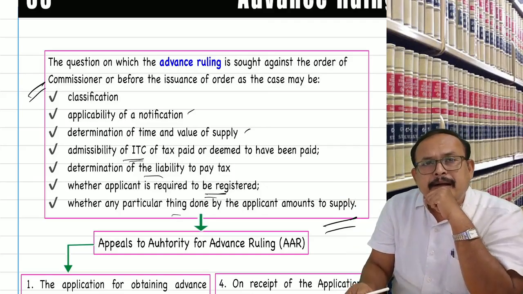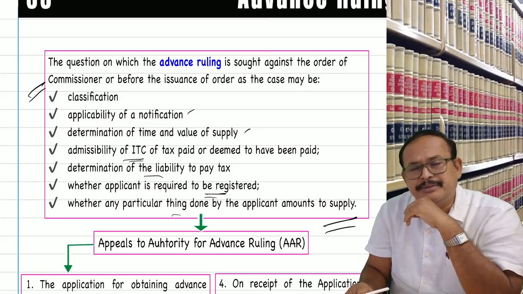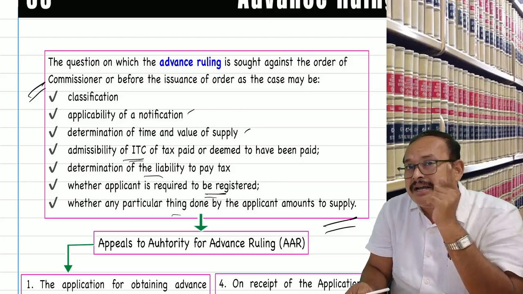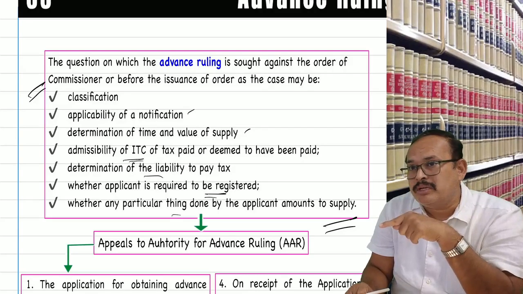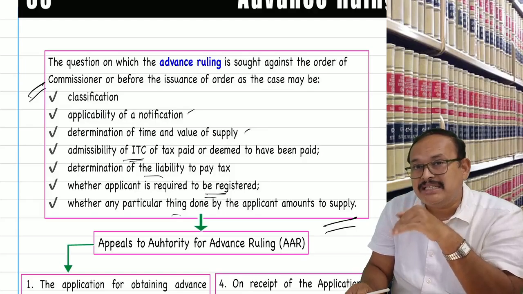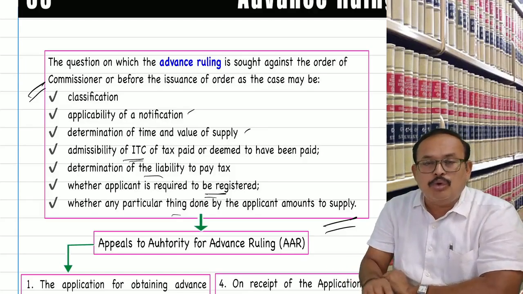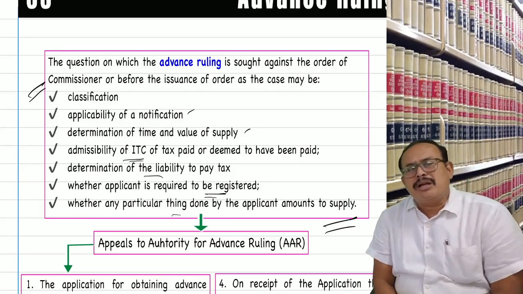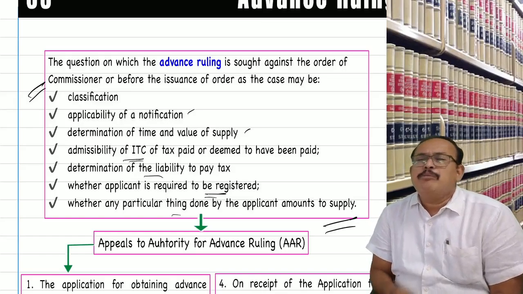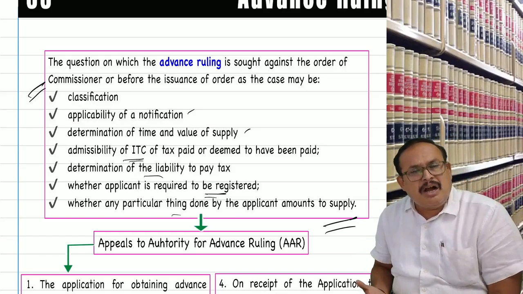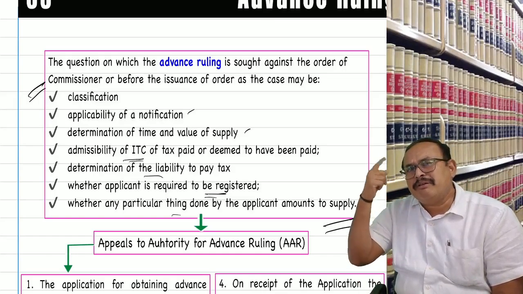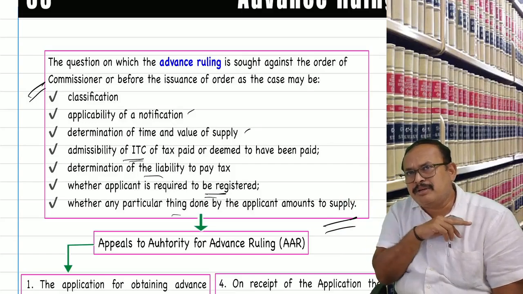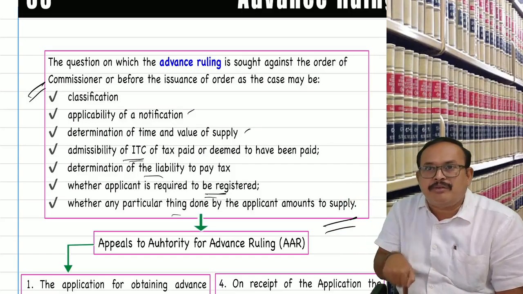Sir, can an unregistered person go for AAR? Yes. Why? What is the name of AAR? Authority for Advance Ruling. Knowing the law in advance is called AAR. So, I am an Indian resident. Next year, I am going to qualify as a CA. I am going to start the profession of practicing CA. There, if I provide this service, whether it is taxable or not, classification exempt or taxable, I have a doubt.